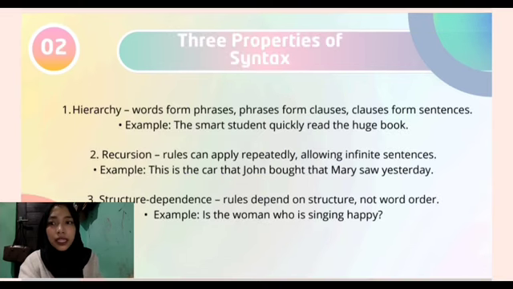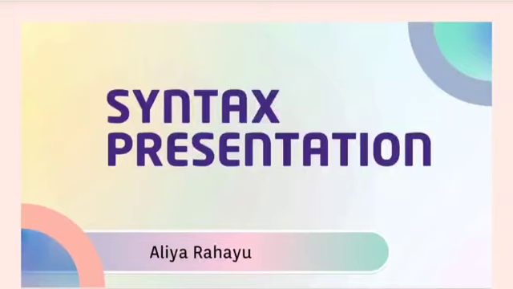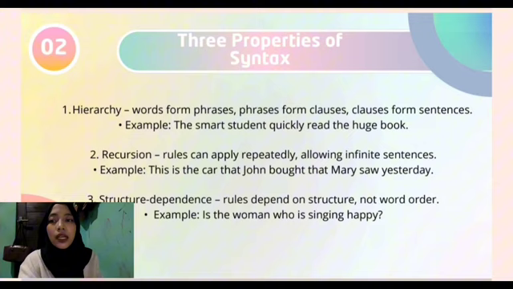So the three properties of syntax. The first is hierarchy. This means that sentences are arranged in levels or layers. Words form phrases, phrases form clauses, and clauses form sentences. For example, in the sentence, "the smart student quickly read the huge book." The words form the smallest groups, "the smart student" is a noun phrase, and "quickly read the huge book" is a verb phrase. This shows that sentences have an internal structure, not just a sequence of words.